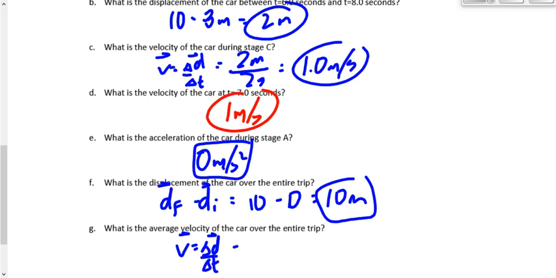And then the average velocity of the entire trip is delta d over delta t. We found the displacement over the entire trip, it's 10 meters. And the time over the entire trip was, what was it, 8 seconds? 10 divided by 8 was 1.25 meters per second.